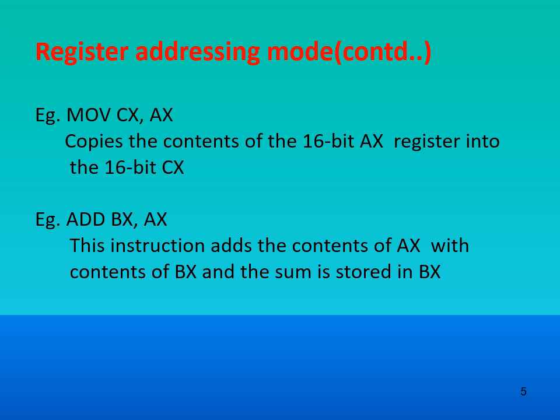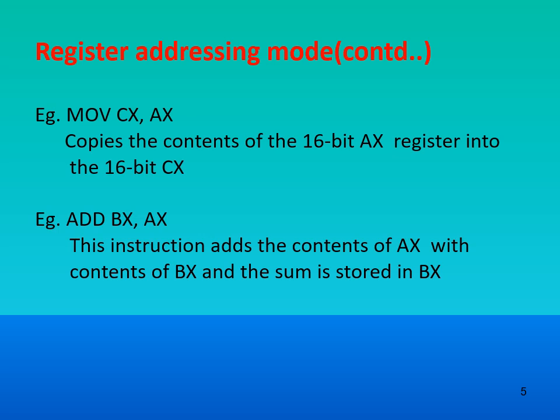An example here for the register addressing mode, MOV CX, AX. What it will do is copy the contents of the 16-bit AX register into the 16-bit CX register. Can we give here MOV CL, AX? AX is of 16-bit capacity and you know CL is of 8-bit. There is no matching between the source register and the destination register, so that instruction is wrong. So there should be a matching between the source register and the destination register.